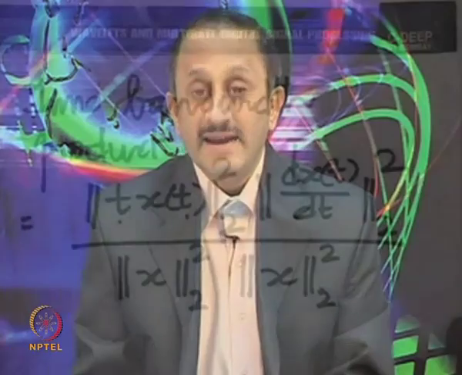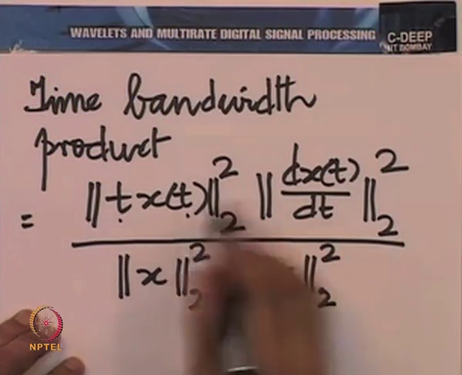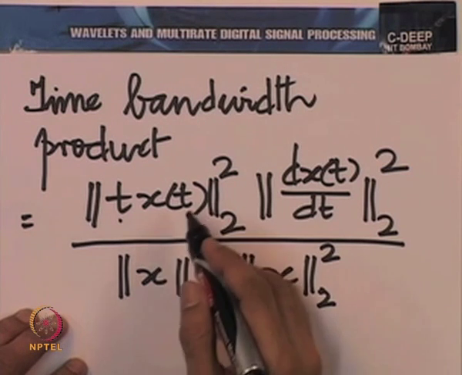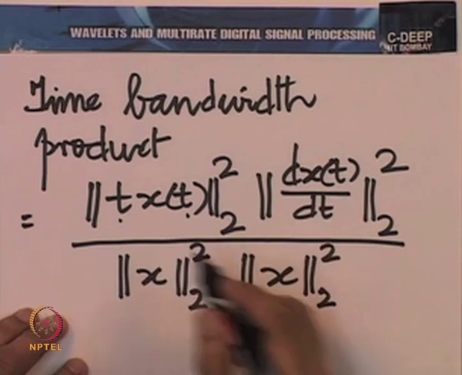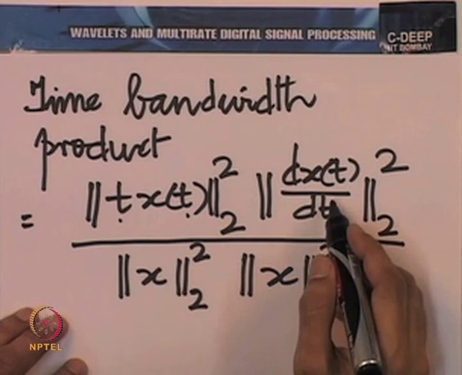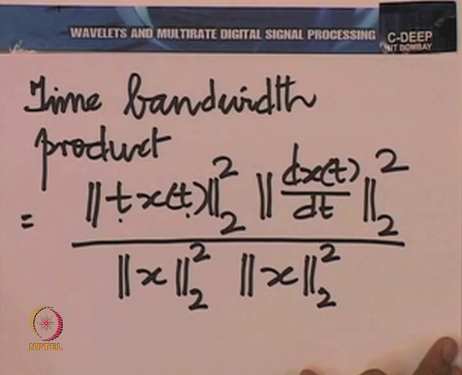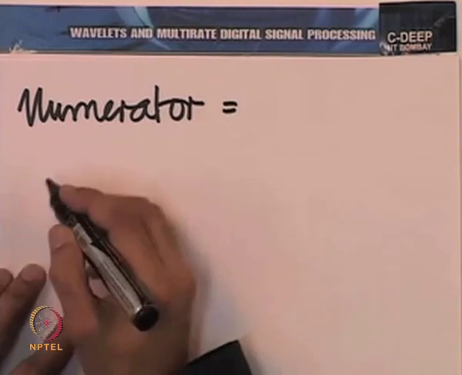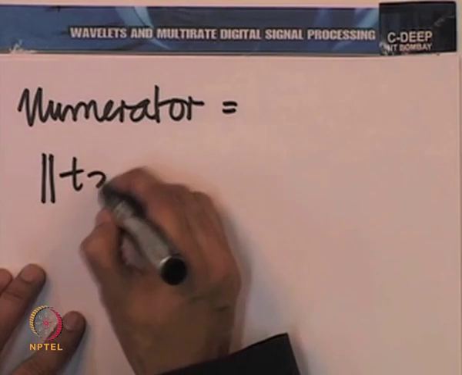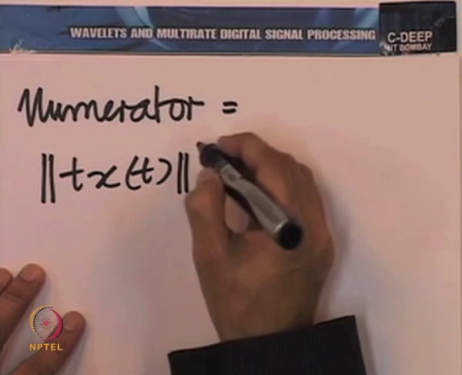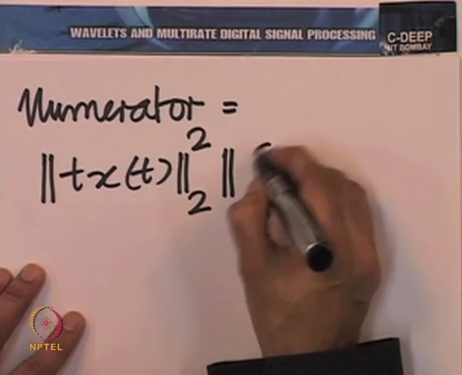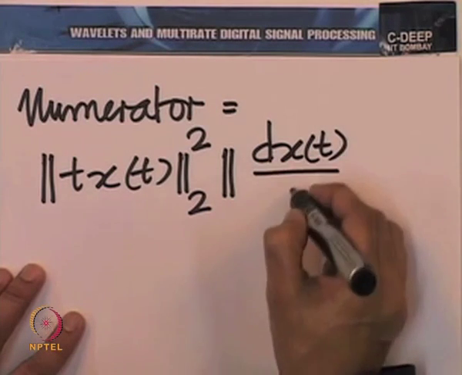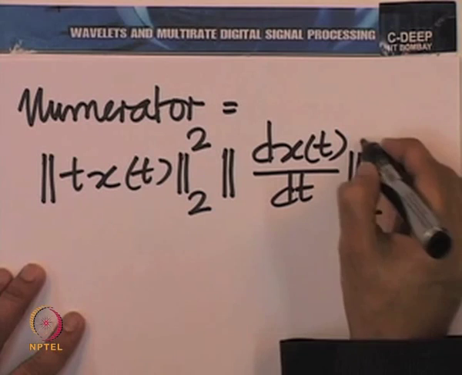Anyway, coming back then to the calculation of these quantities, let us once again give a vectorial interpretation to this. Now, you see, look at the numerator. The numerator is a product of two squared norms. Let us focus our attention on the numerator. So, numerator here is the norm of t x(t), the whole squared, multiplied by the norm of dx(t)/dt, the whole squared in L2R.